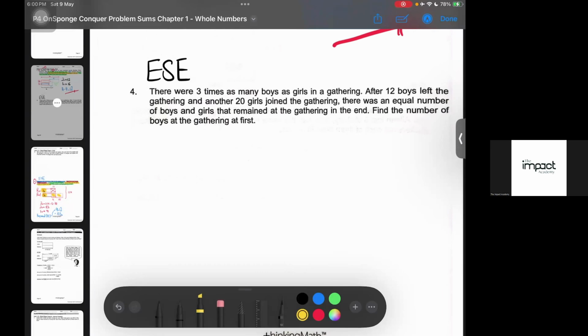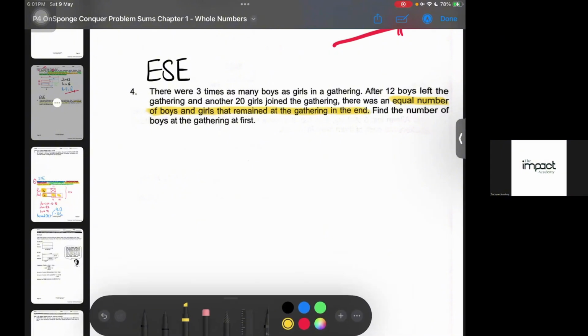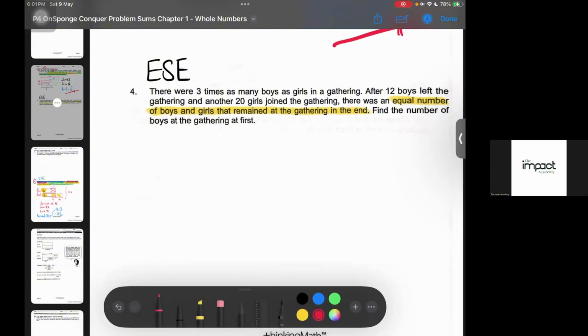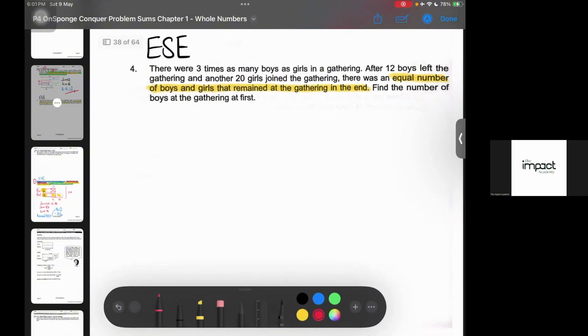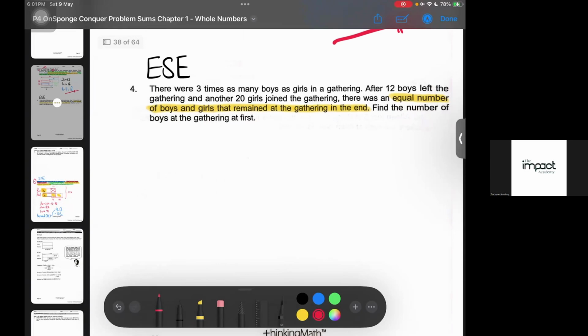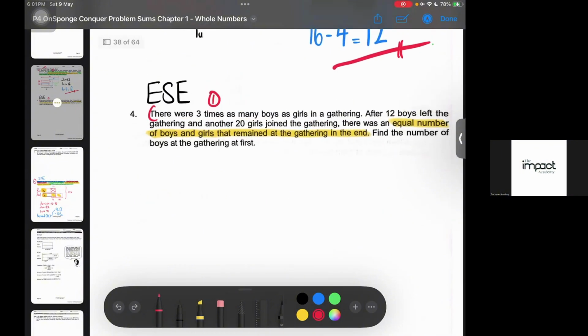Because of the final sentence: there was an equal number of boys and girls that remained at the gathering in the end. Okay, understand or don't understand? Yeah. So when you see that, sometimes you don't know it at first. Some students will read from the beginning, then they continue reading, then they get very confused. Then towards the end, they say, "Oh, ESE." So I immediately do what I call working backward.